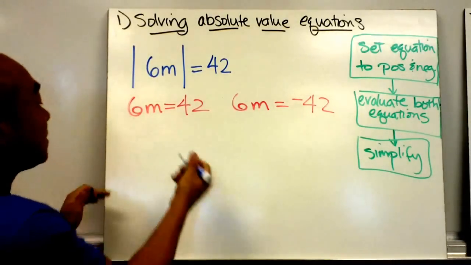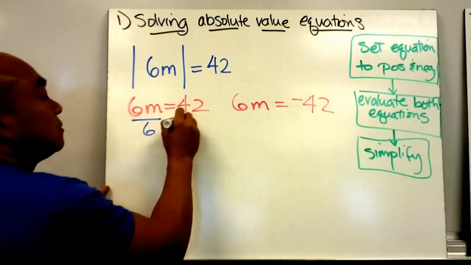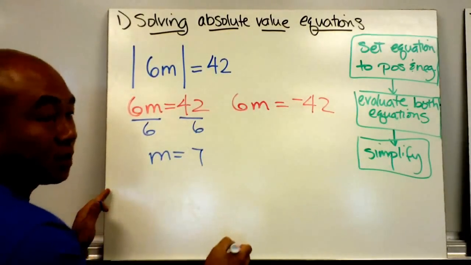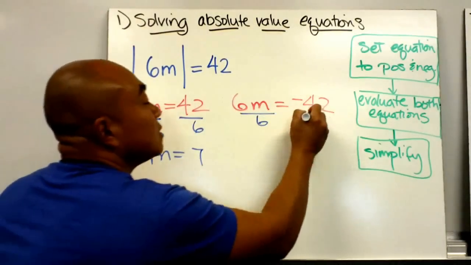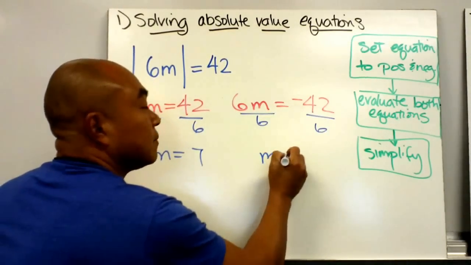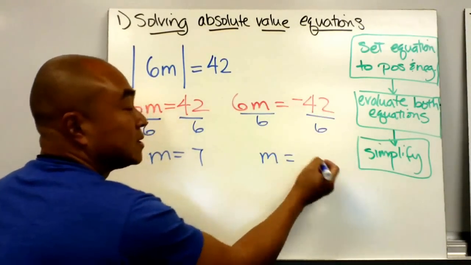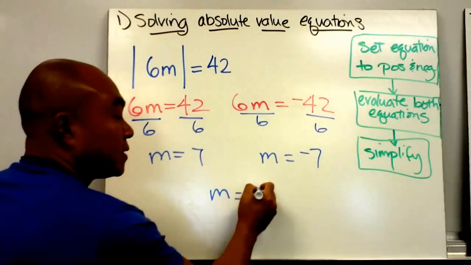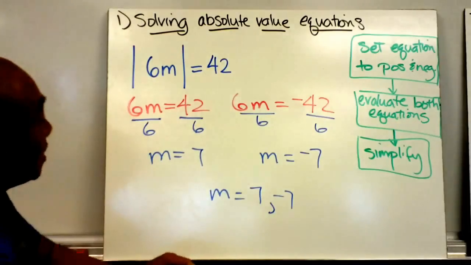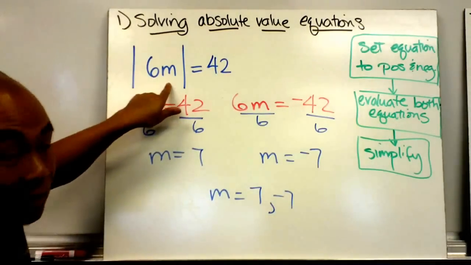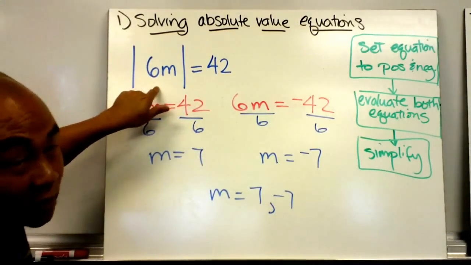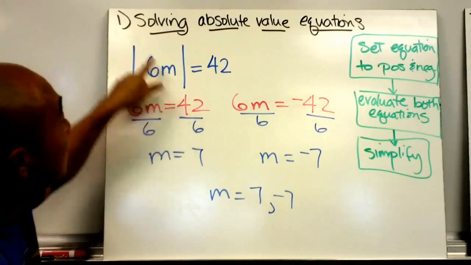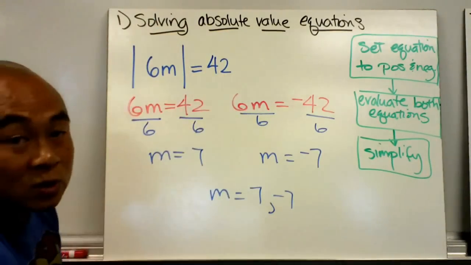And that's just a basic one step. So you're going to divide by 6. You now have m is equal to positive 7. And then here, do the same thing. m is equal to, of course, negative 42 divided by 6 is negative 7. So the answer to this, m, can be both 7 or negative 7. And again, let's look up here. If I place 7 into here, that'll give me positive 42. Absolute value of 42 is 42. If I place negative 7 into here, it'll give me negative 42. Absolute value of negative 42 is also 42.